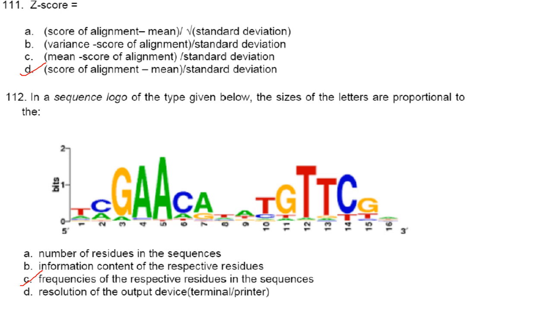Then Z-score equals score of alignment minus mean divided by standard deviation. In the sequence logo of the type given below, the sizes of the letters are proportional to. So these sizes, G is bigger here, T is small, C is small, A is again taller than G. So you get something like this graph. So what do these sizes of the letters represent? They represent frequencies of the respective residues in the sequences. Answer is option C.